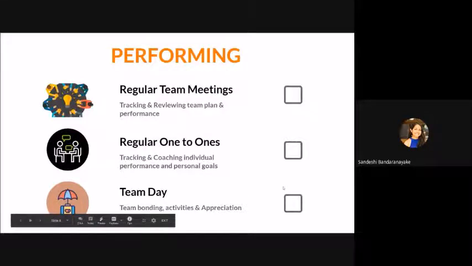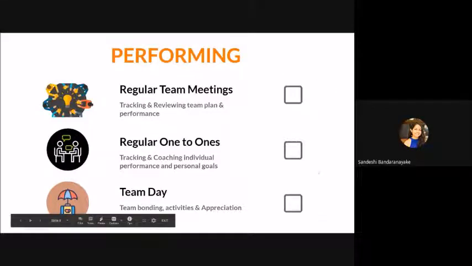Team day is basically for the team to bond, do some fun activities, and especially for rewards and recognition, for appreciation. You can appreciate what they've done. Normally, whenever they do something, you have to appreciate, but the team day is specially dedicated for that. All right, so you all can go out, have some fun, do some things. So these 3 standards are there for performing: regular team meetings, regular one-to-ones, and team days.